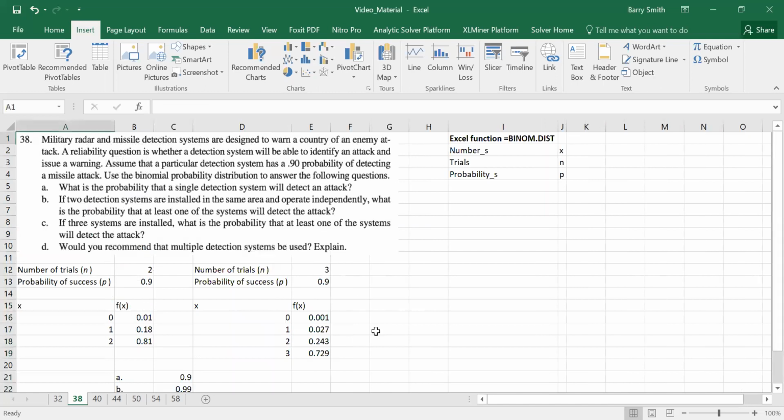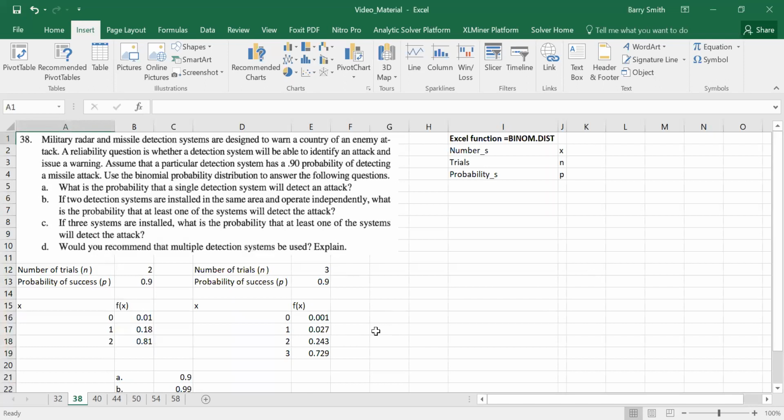Military radar and missile detection systems are designed to warn a country of an enemy attack. A reliability question is whether a detection system will be able to identify an attack and issue a warning. Assume that a particular detection system has a 0.9 probability of detecting a missile attack. Use the binomial probability distribution to answer the following questions. A, what is the probability that a single detection system will detect an attack?